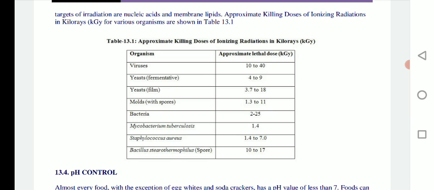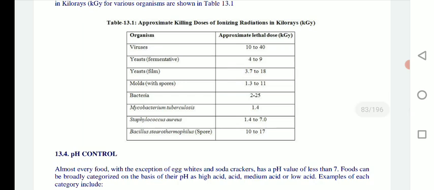In the case of viruses it needs almost 10 to 40 kilograys. Then yeast, whether fermentative or normal, requires a 4 to 9 kilogray lethal dose, and in the case of bacteria it requires 2 to 25. These are different pathogenic microorganisms mentioned here, that is Mycobacterium tuberculosis, Staphylococcus aureus and Bacillus stearothermophilus, and their respective lethal doses are given in this column.